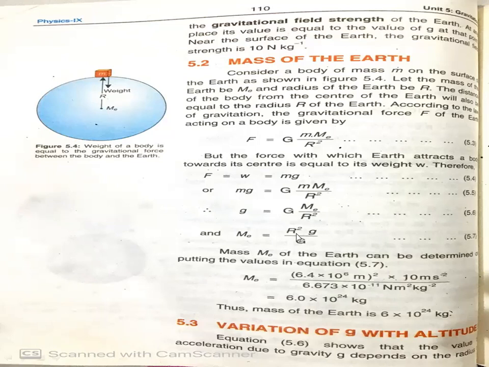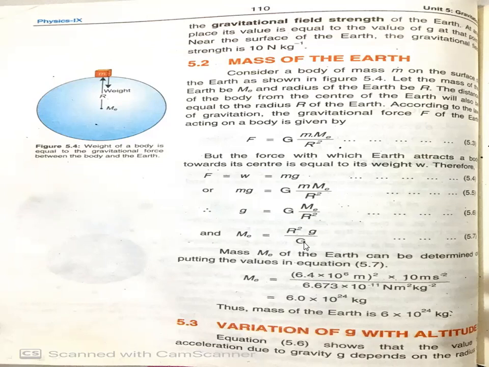I will just plug in the values. Capital R, the radius of the earth, is an understood value, and small g, you know, is 10 meter per second square, and capital G value is 6.673 into 10 to the power minus 11. These values are all known to me. R is the radius of the earth, which is a fixed value. Small g is also a fixed value, which is 10 meter per second square.